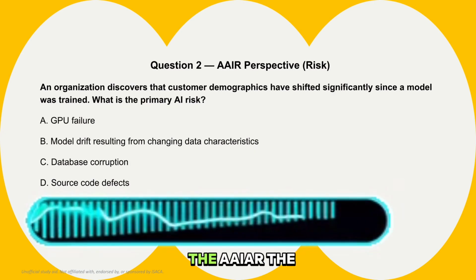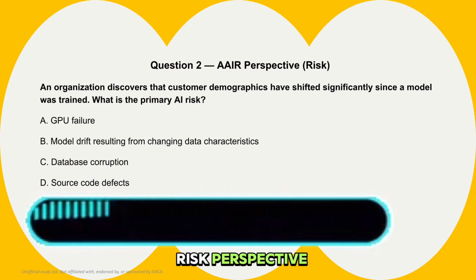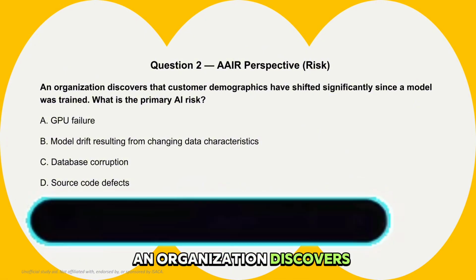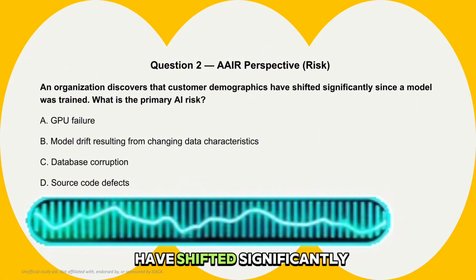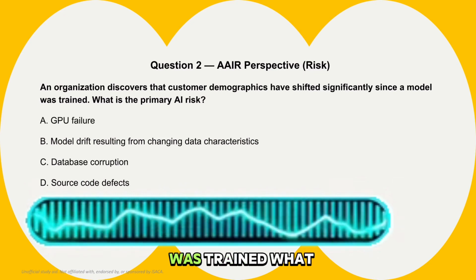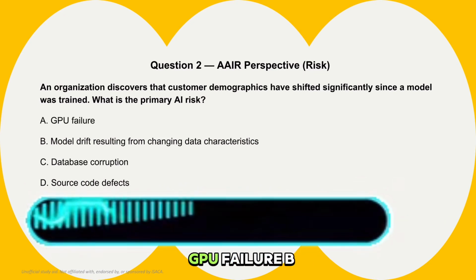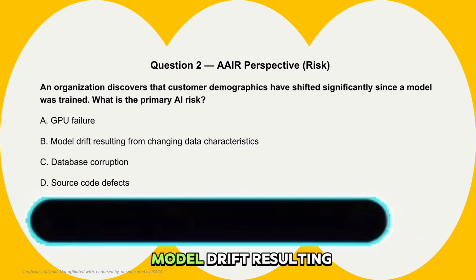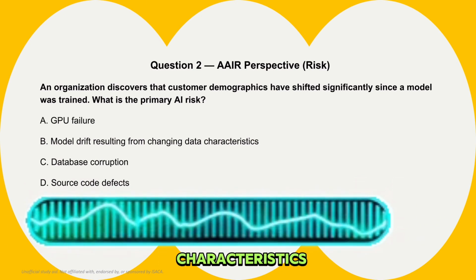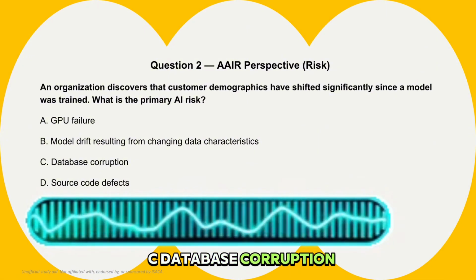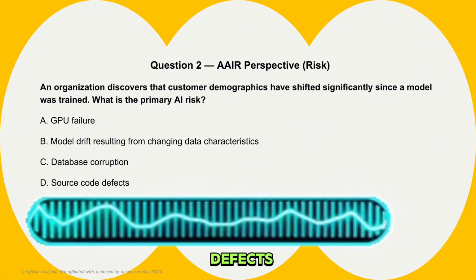Question 2, from the AAIR, the risk perspective. An organization discovers that customer demographics have shifted significantly since a model was trained. What is the primary AI risk? A. GPU failure. B. Model drift resulting from changing data characteristics. C. Database corruption. D. Source code defects.